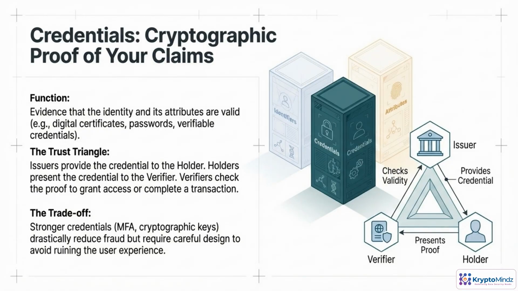Credentials are the evidence behind your claims. Not just "I am Alice," but "I'm over 18, I own this account, or I passed this background check." They work through a trust triangle. An issuer, like a bank or government, vouches for you. You, as the holder, store that credential and present it when needed. A verifier trusts the issuer, not you directly, and checks the cryptographic proof. Stronger credentials cut fraud, but if they're too clumsy, people abandon the product or route around security.